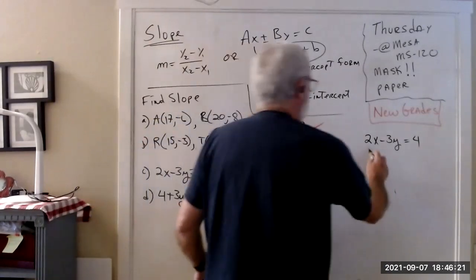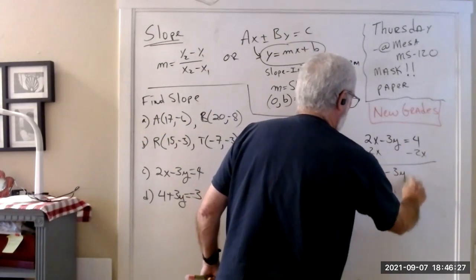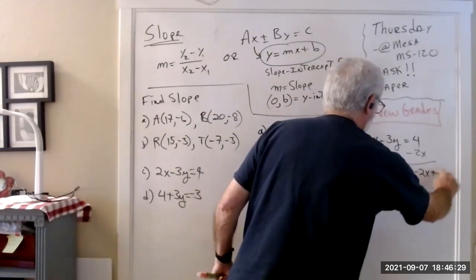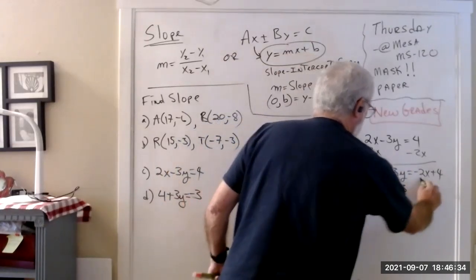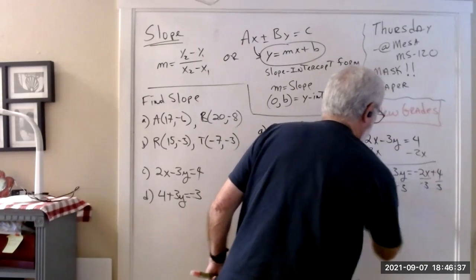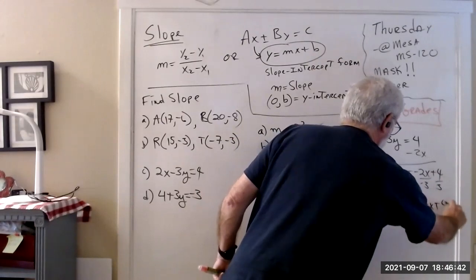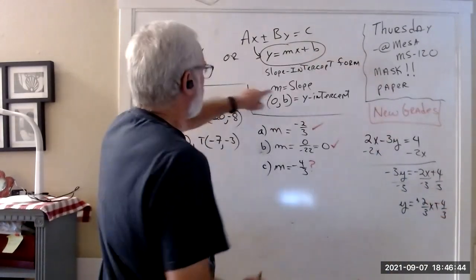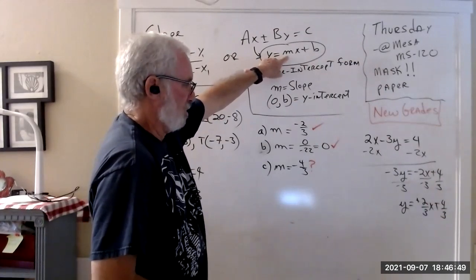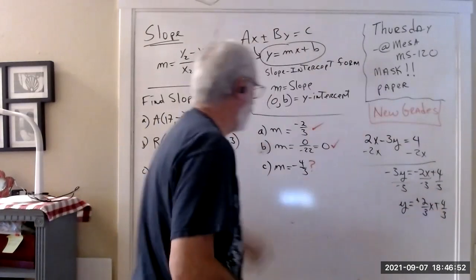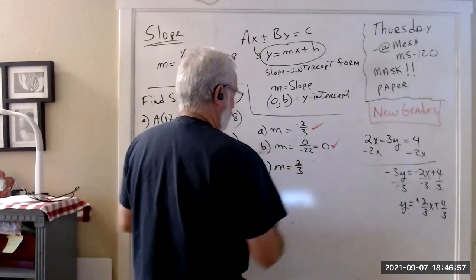Okay. So we take 2x away from both sides. We get -3y equals -2x plus 4. Divide everybody by -3. Clean it up. y equals 2/3 x minus 4/3. Remember, the slope is the number in front of the x. The 4/3 would be the y-intercept. So I'm going to come back and say it's 2/3 for that one.